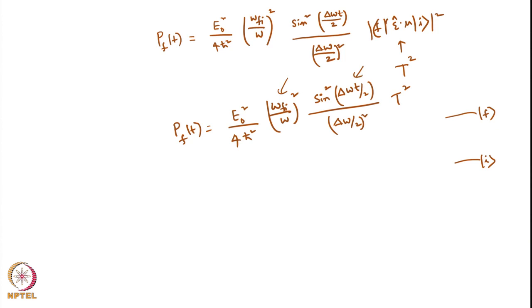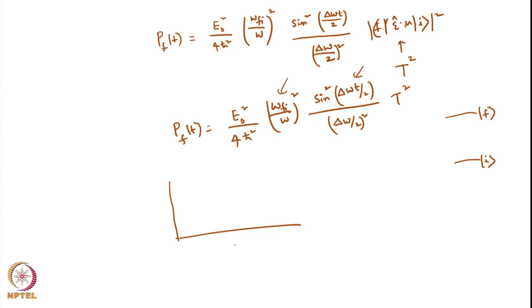Apart from that, this sine function will vary because as delta omega varies, sine also will vary. But you see, sine function can only go from 0 to 1. In fact, sine function goes from minus 1 to plus 1, but sine square function can only go from 0 to 1. So this function is basically modulating between 0 and 1. And now if I plot delta omega, this is 0, that means omega fi is equal to omega, delta omega is equal to 0, and then you can think of some units 1, 2, 3, and minus 1, minus 2, minus 3, etc.